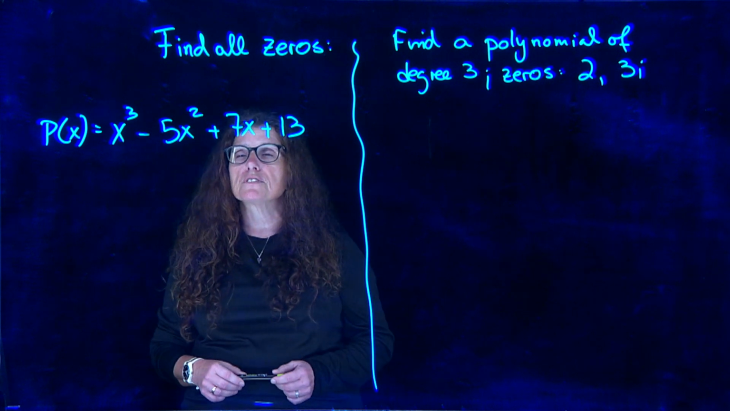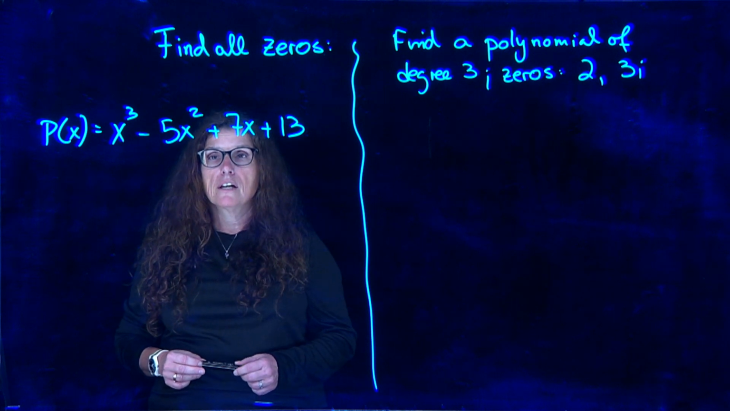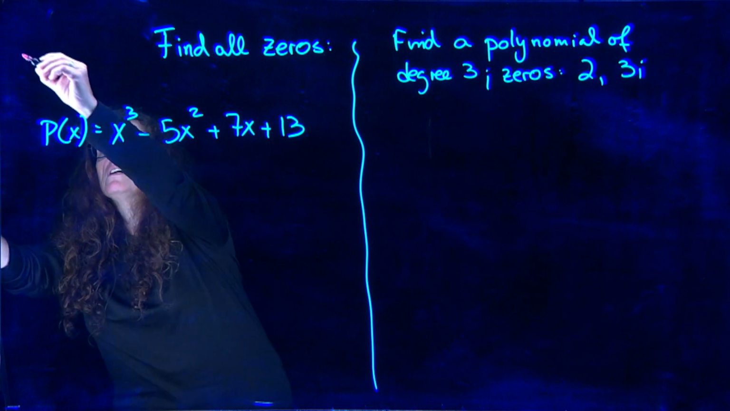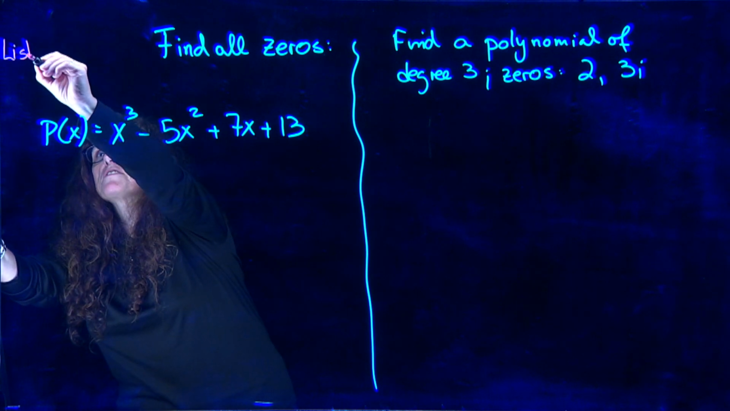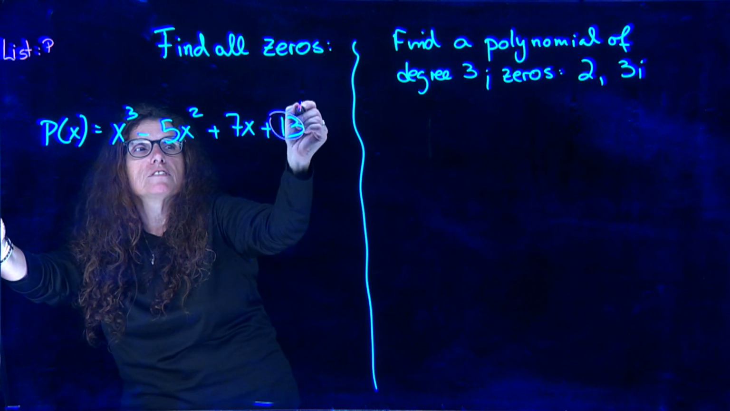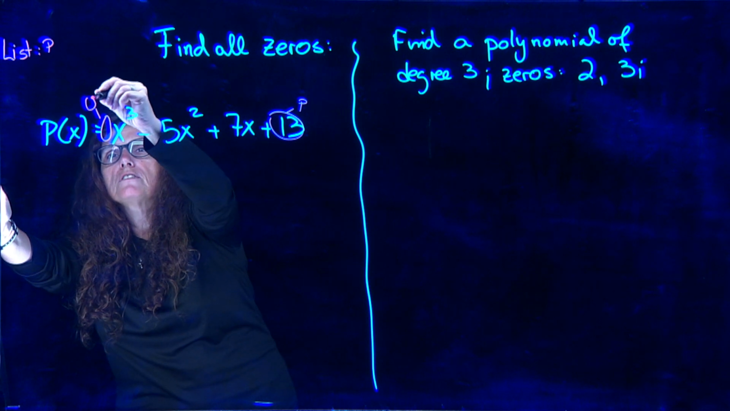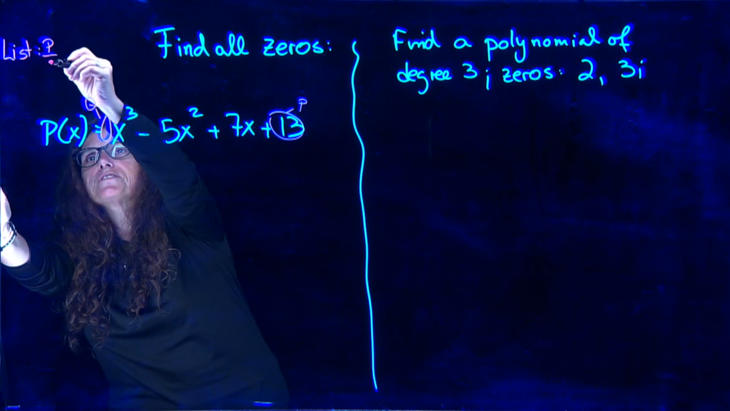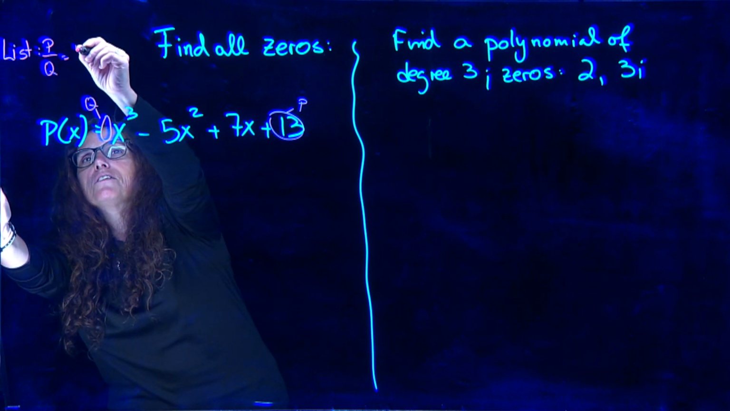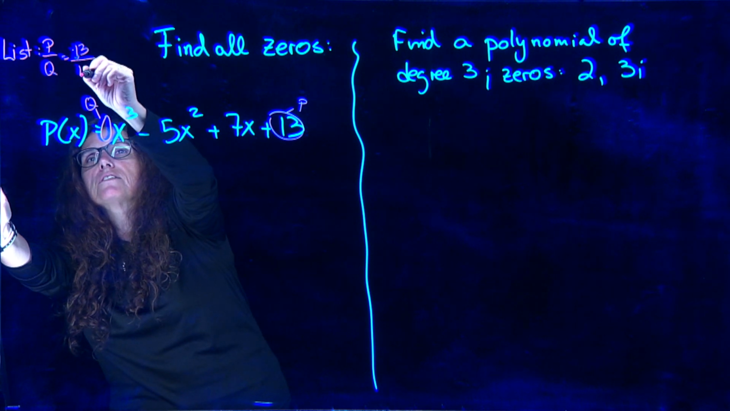We have a third degree polynomial and we want to find all the zeros. Again, let's first make a list of possible zeros. P, our constant term, is 13, and Q, our leading coefficient, is 1, which is kind of nice, especially with 13. So, let me write down: 13 is P and Q is 1.